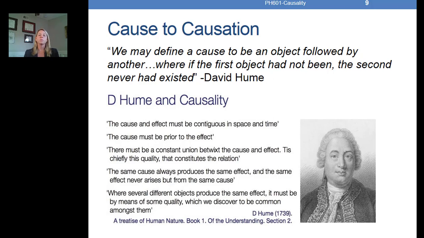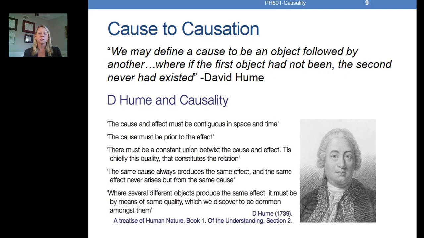David Hume says, we may define a cause to be an object followed by another, where if the first object had not been, the second would have never existed. Okay? That's similar to what Greenland and Rothman said. And then Hume, as far back as the 1700s, listed out the criteria in order for cause to be causal.